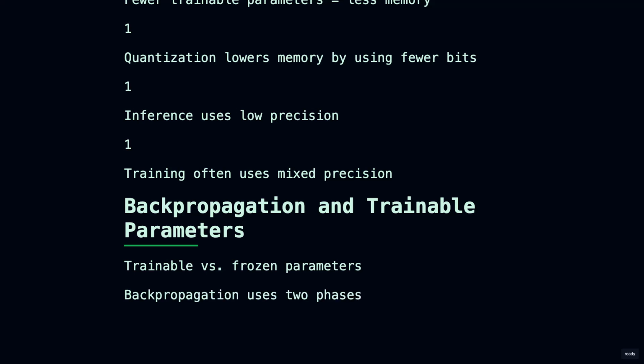Neural networks are typically trained with backpropagation. Each step has a forward pass to compute predictions, then a backward pass to figure out how to improve the model.